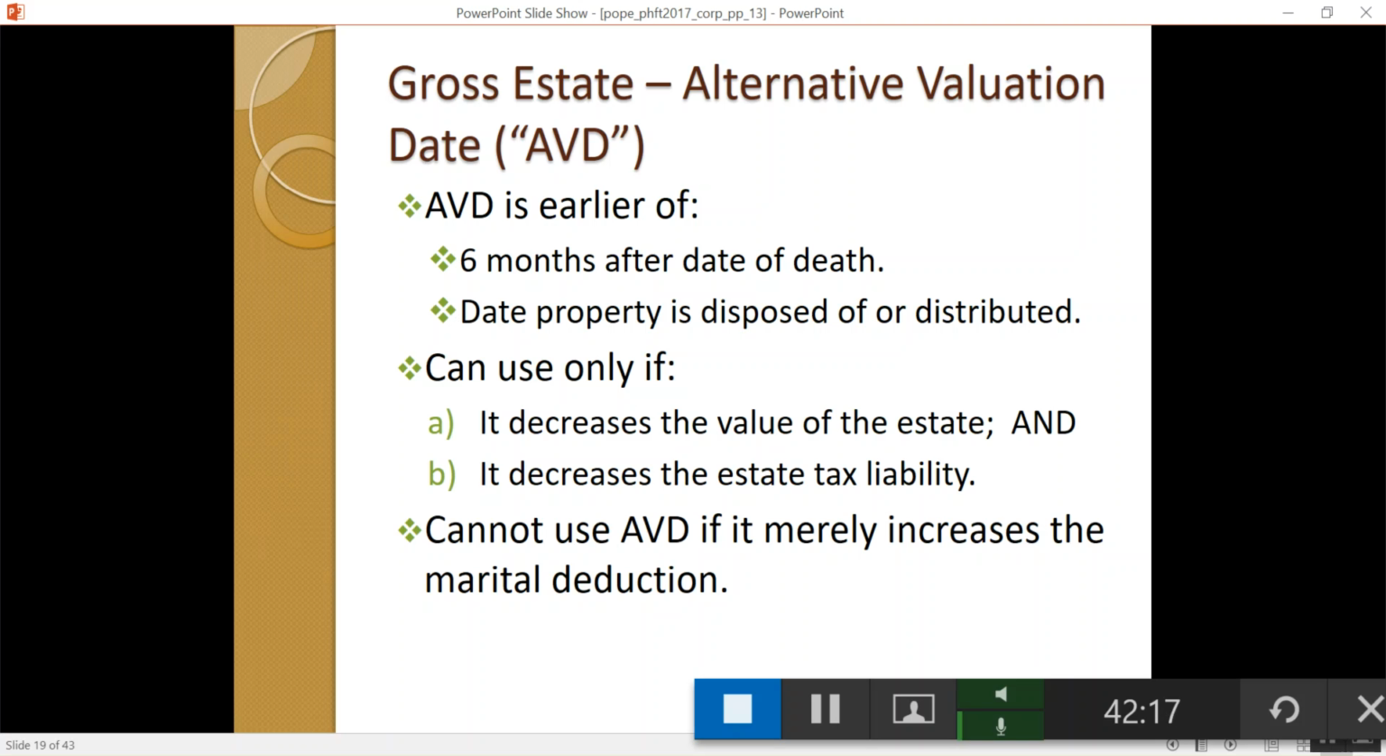And if you're disposing of your property at different periods of time, then it's going to be kind of hard to pinpoint what date you want to use for your alternative valuation date. Also, you can only use the alternative valuation date if it decreases both the value of the estate and the estate tax liability. You cannot use it if it merely increases your marital deduction. So keep that in mind.